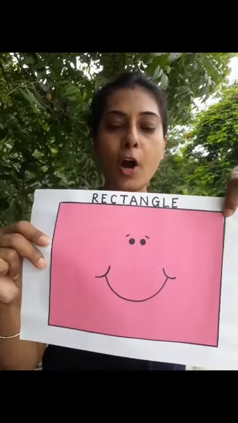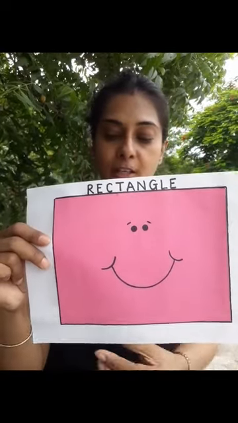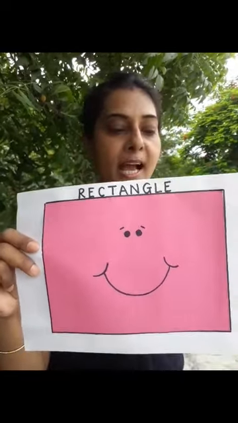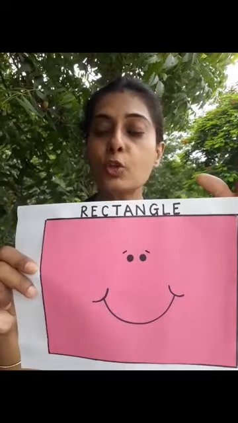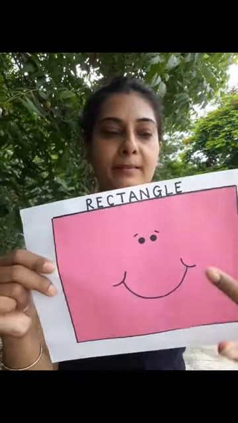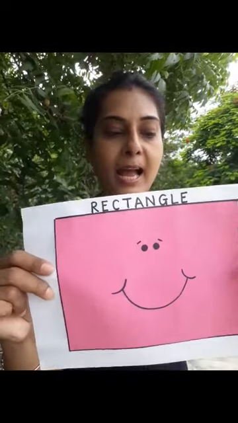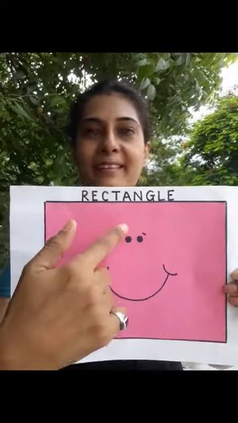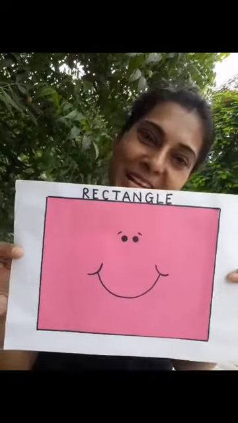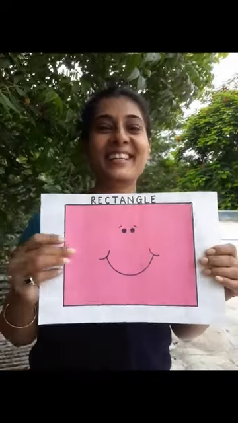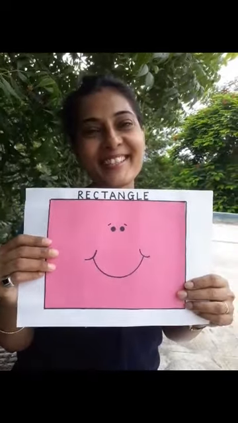Children, it has got four corners and four sides. Two small and two big. This is a rectangle.